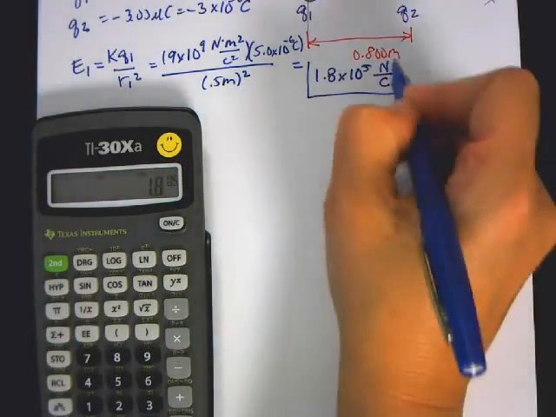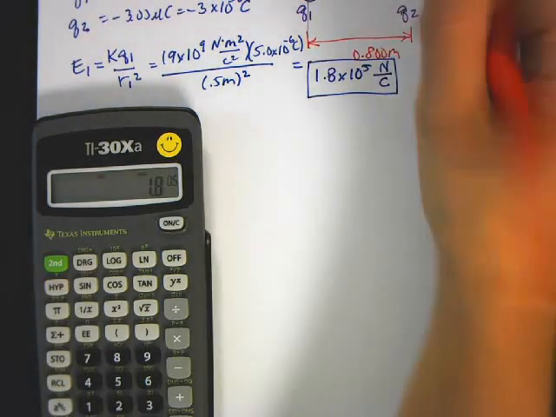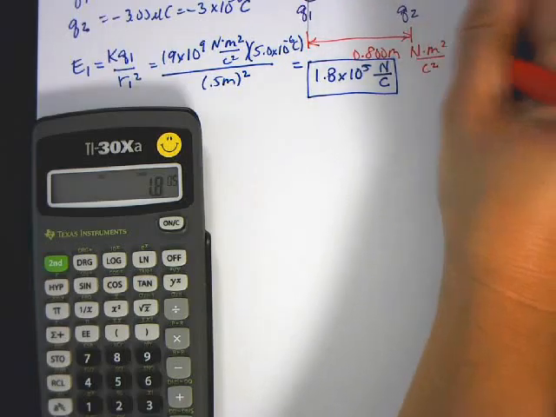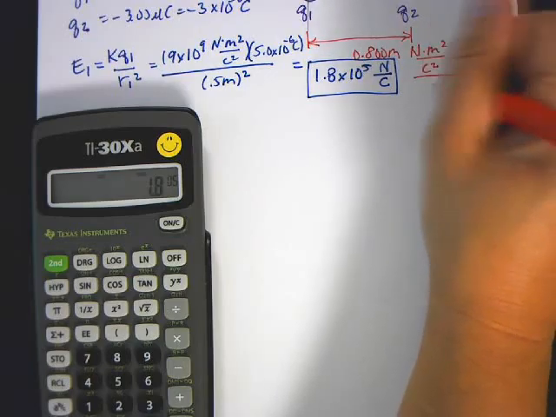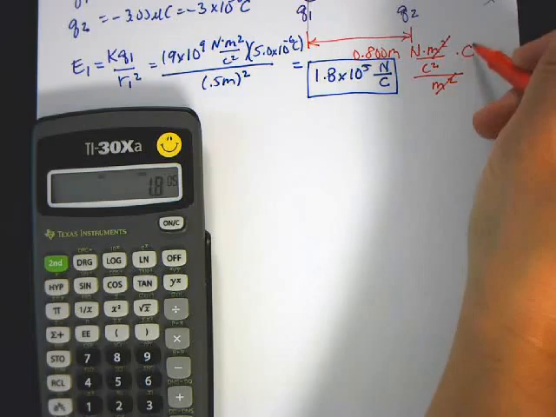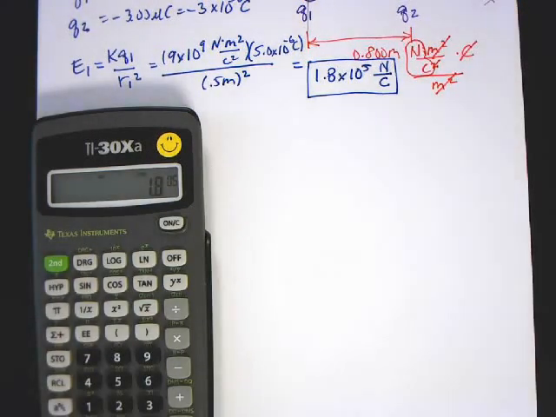Now, if I want, I can carry my units through and cancel them to check my work, but in this case, remember I have a Newton meter squared per Coulomb squared times a Coulomb divided by a meter squared. So this cancels with that, this cancels with one of those, and I end up with a Newton per Coulomb, which is my correct unit for electric field strength.